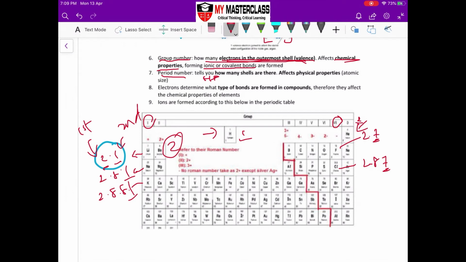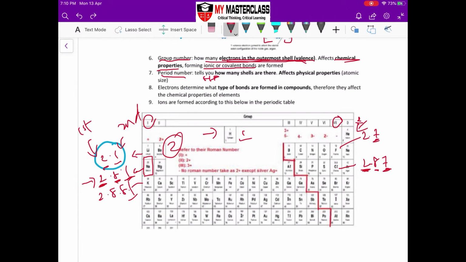Period 3, sodium for example, 2,8,1. First shell, second shell, third shell. Chlorine, still period 3, 2,8,7. First shell, second shell, third shell. So in period 3, all the elements have 3 shells.